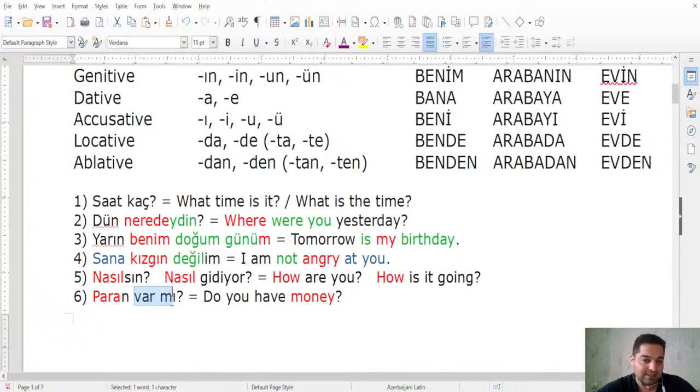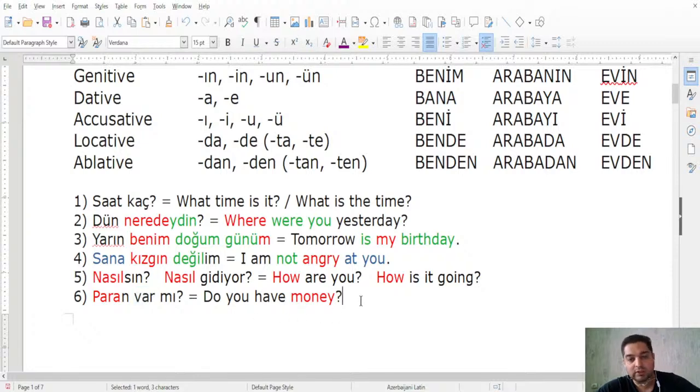And var mı means exists, right? So basically in Turkish, whenever we say I have something, or you ask whether somebody has something, the literal translation of that structure is what? Your money, does your money exist? So if your money exists, it means you have money. So you see here, paran means your money, and the n at the end means your. Var mı means does it exist, right? So the translation is, does your money exist? Which means, do you have money?